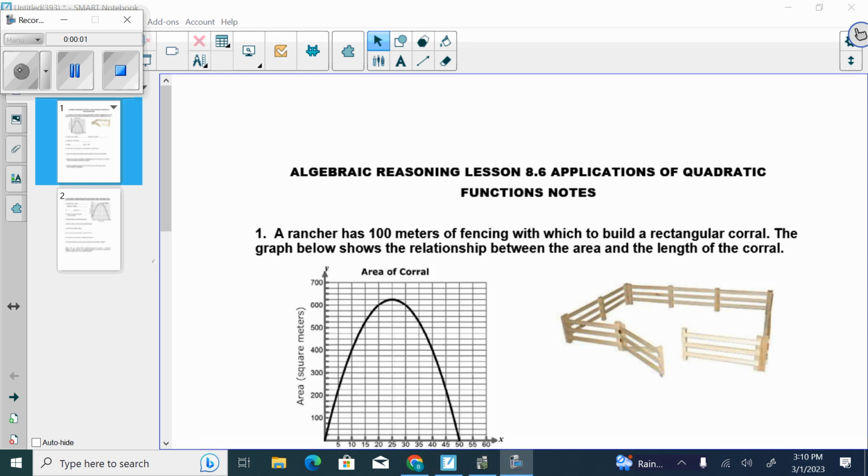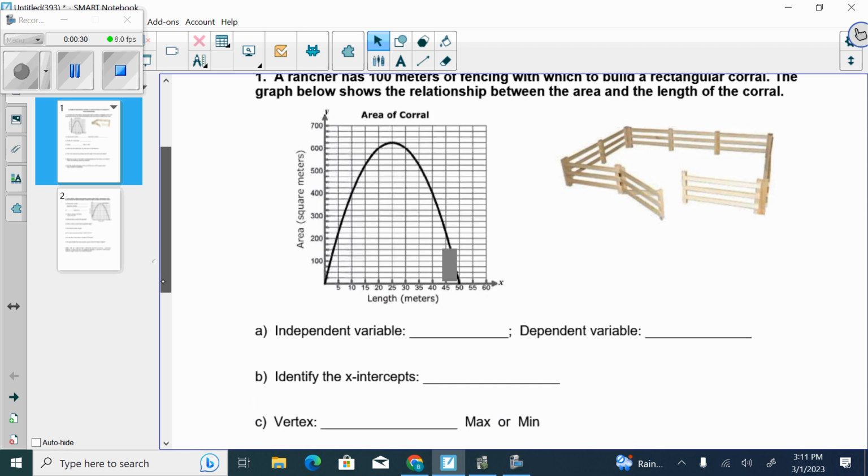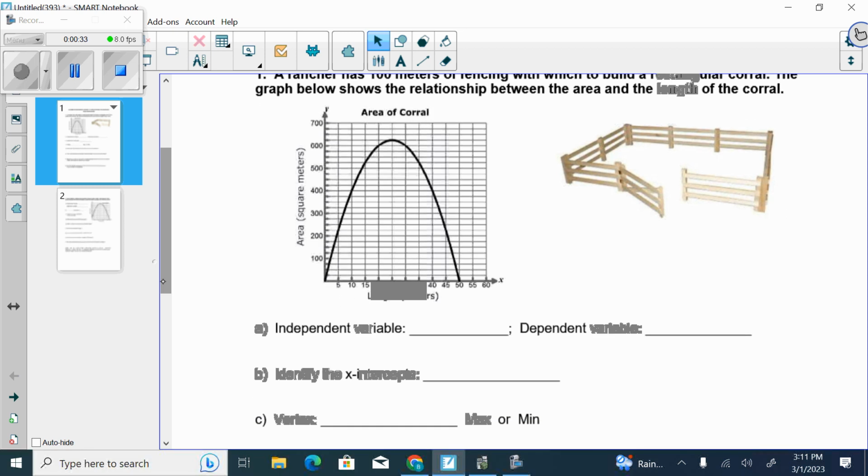We started with yesterday. So we're going to use those calculator tricks that we learned to find missing pieces, all right? Now on some of these, they may already have it graphed for us, and we're just looking at the pictures. On number 1, a rancher has 100 meters of fencing with which to build a rectangular corral. The graph below shows the relationship between the area and the length of the corral. So the first thing they ask us is what's the independent and dependent variable.